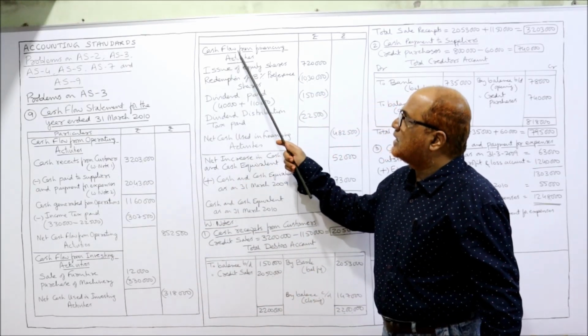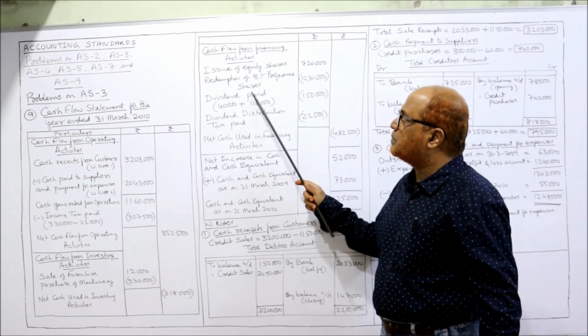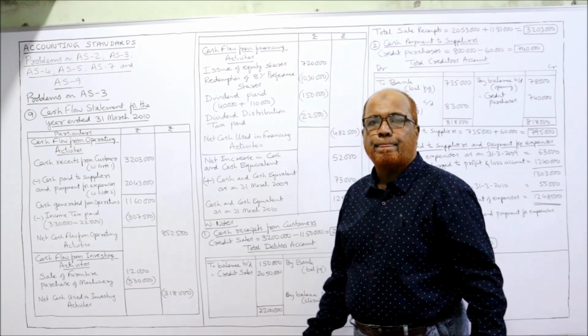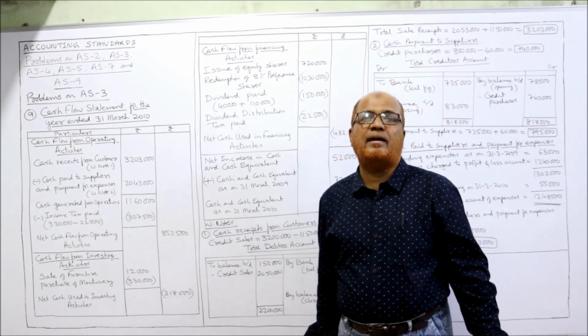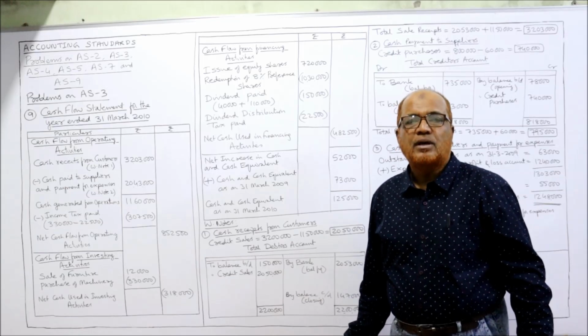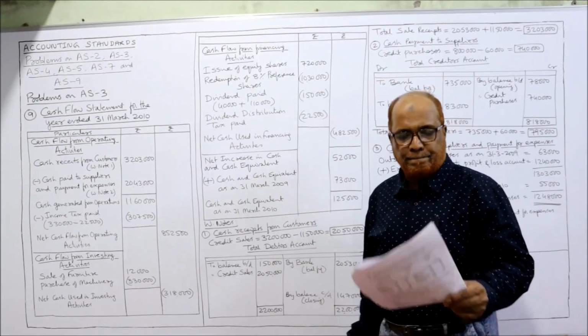Here you can see cash flow from financing activity: redemption of 8% preference shares, 10 lakh 30,000. 10 lakh rupees is the preference shares, and 3% is the premium paid at the time of redemption. It is cash outflow, that's why I put it in brackets.